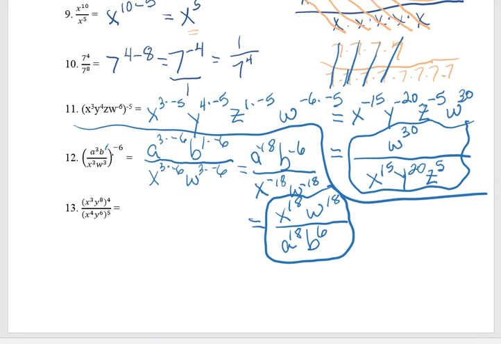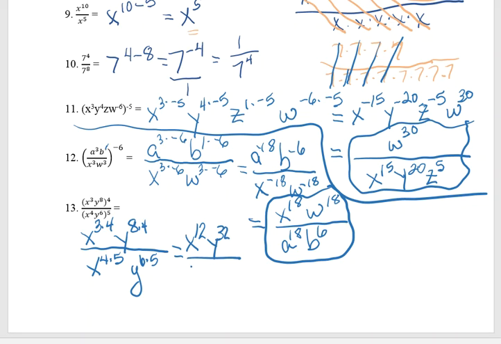Now 12, everybody was taken to the negative 6 power, so both the numerator and the denominator multiplied by negative 6. In 13 they have two different numbers that their power is 2, so we're going to go ahead and do those separately. So my numerator is going to be x to the 3 times 4, y to the 8 times 4. My denominator is going to be x to the 4 times 5, y to the 6 times 5. So I get 3 times 4 is 12, 8 times 4 is 32, 4 times 5 is 20, 6 times 5 is 30.